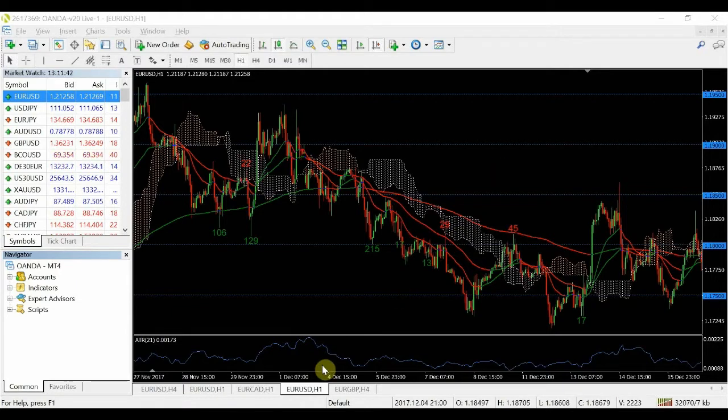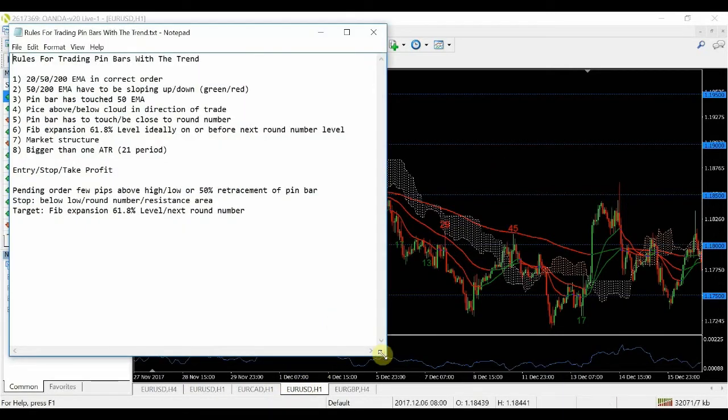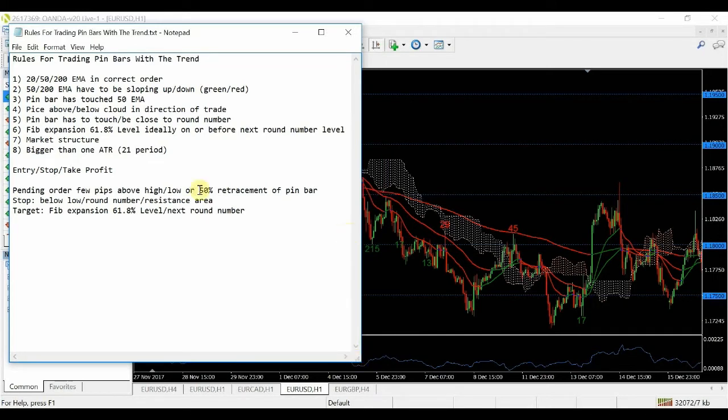So what I've done, as you guys have probably seen in my previous videos, is create some rules. Again, I'm always adapting them. Some are mandatory, some I can get away with depending on what it looks like. But I think the two main key ones for me are market structure and round numbers. I think these two things really give high probability trades when trading pin bars going with the trend.